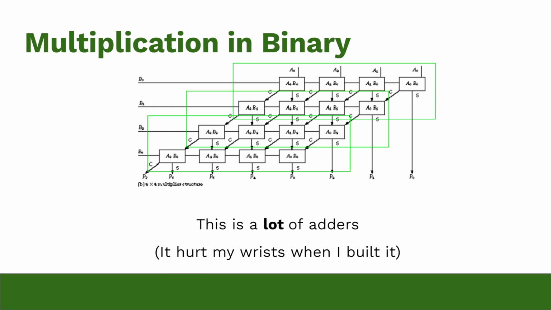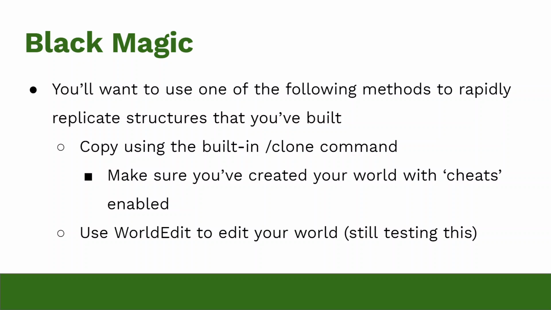So there's a lot of adders. Hurt my wrist when I built it. That's the point I'm trying to make there, right? So you'll want to use one of the following methods to rapidly replicate structures that you've built. Number one, we copy using the built-in clone command. So make sure you've created your world with cheats enabled when you're doing this. Or you can use World Edit to edit your world.